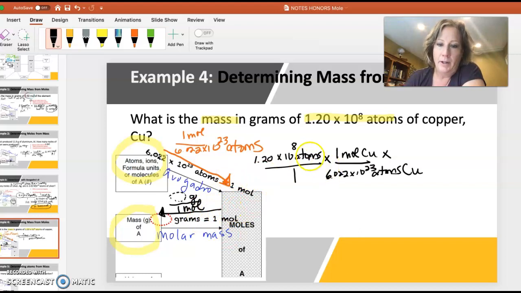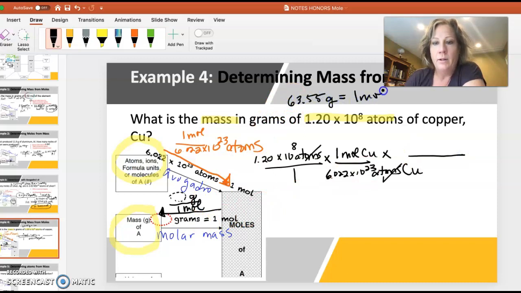So right now, if I were to just quit the question, I'd be in moles, and there are times when that's what I'll do. But in this case, they do want to know grams, so I have one more step to go. So I'm going to use the molar mass of copper, which is 63.55 grams of copper in a mole. So I'm going to put the 1 mole on the bottom and the 63.55 grams on the top. And I'm going to grab my calculator.